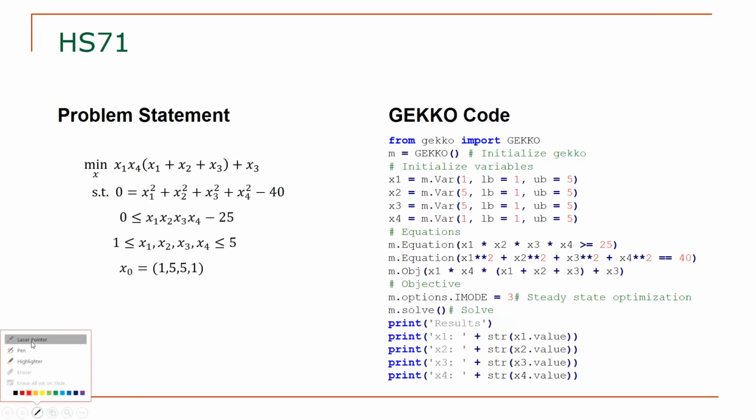So we import the package here. That's just Python syntax. We initialize a model. We set up our 4 variables with their initial value, lower and upper bounds. Here are the 2 equations with regular Python math syntax. Our 1 objective, we set the mode to steady state optimization because there's nothing dynamic in this problem. We solve it, and because we're all in Python, the results get loaded straight back into these variables we've created, and we can just print the values right there. So it's all right there, all in one piece.